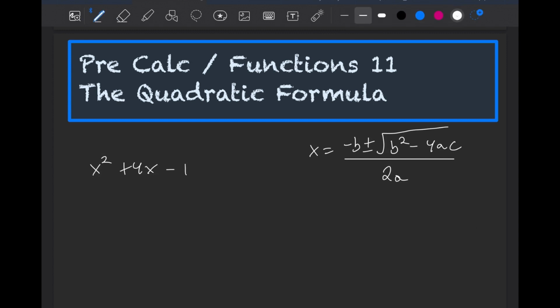So the formula looks like this. It's x equals minus b plus or minus the square root of b squared minus 4ac, over 2a. In this example, 1x squared, a is equal to 1, 4x, b is equal to 4, and then c is equal to minus 1. So basically they're the constant terms in front.